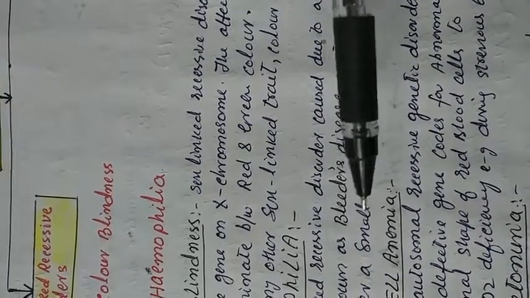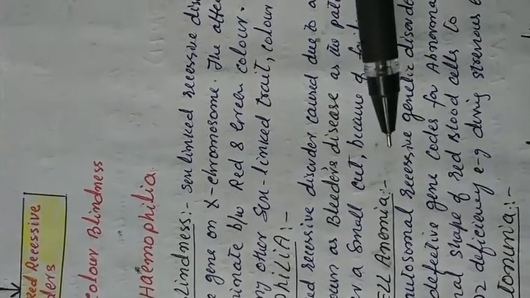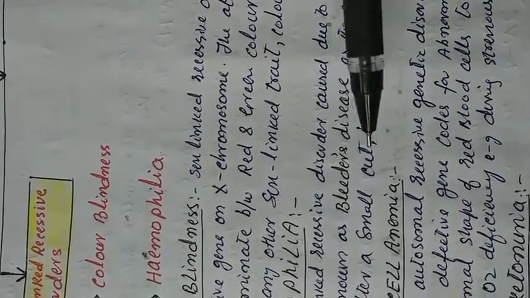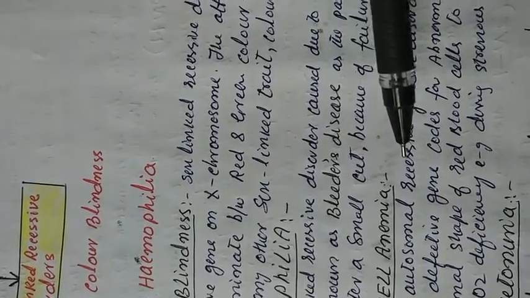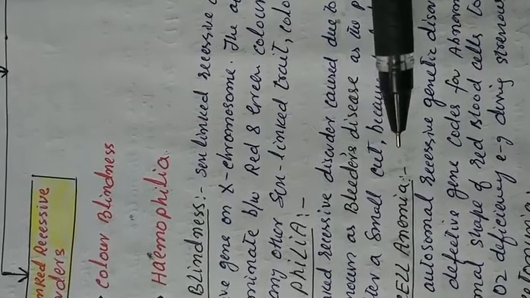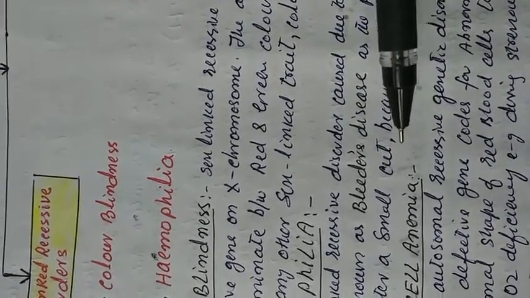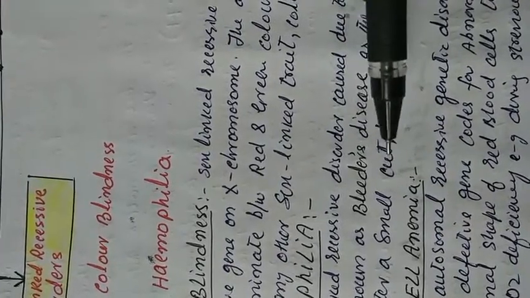The normal shape of these red blood cells is converted into sickle shaped, because of which they can't transport the oxygen properly, and these sickle-shaped red blood cells aggregate, and because of this aggregation their lysis occurs very fast, which leads to the deficiency of blood, which we call anemia.